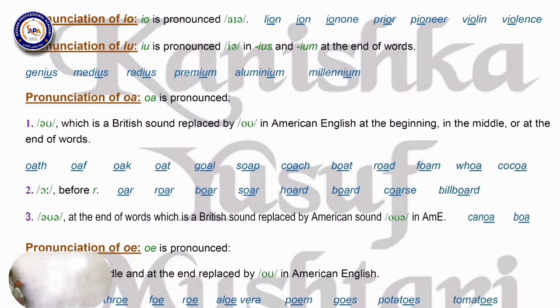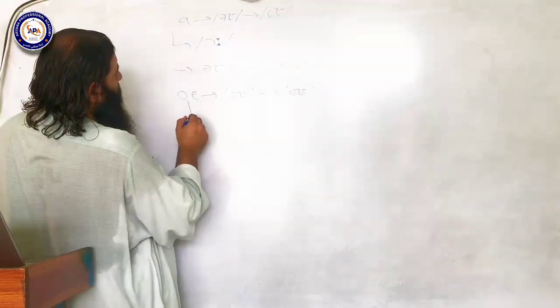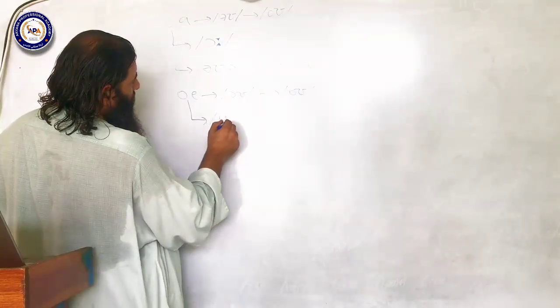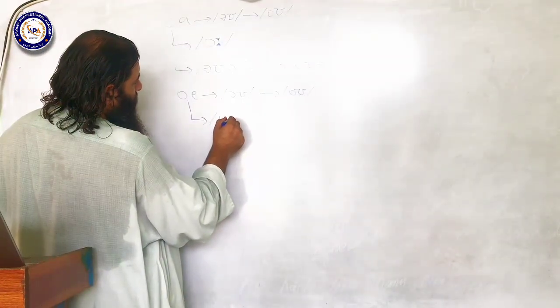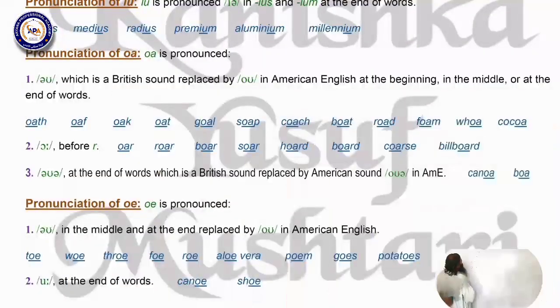And the second sound that is given by OE is the oo sound, long back vowel, oo. And at the end of words, like canoe and shoe.